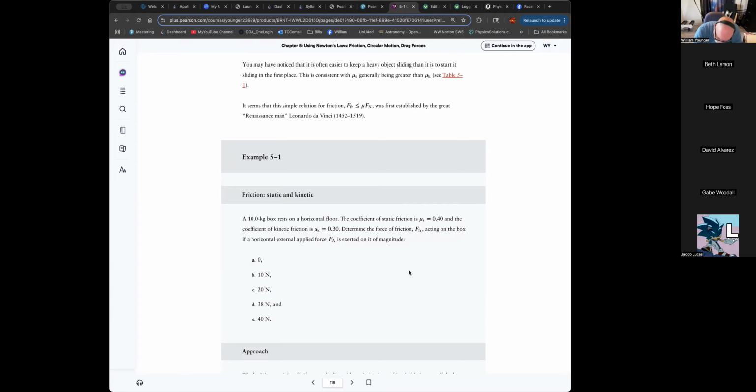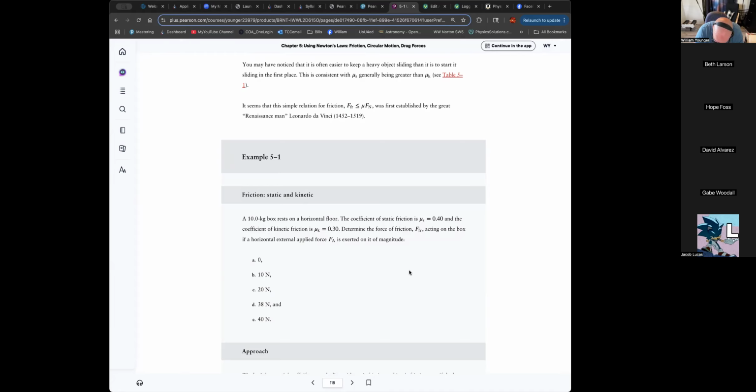And what that means is, again, the FA is smaller than the max friction force, the max static friction force. So the friction force will be a static friction force, and it will be exactly equal to FA so that the object doesn't move. For part D, FA is equal to 38 newtons.